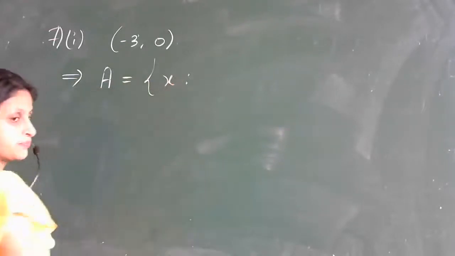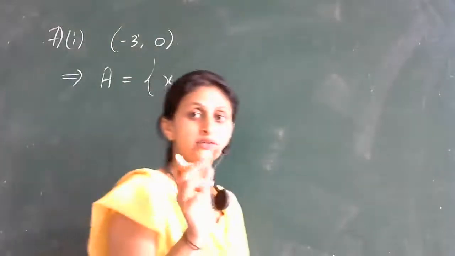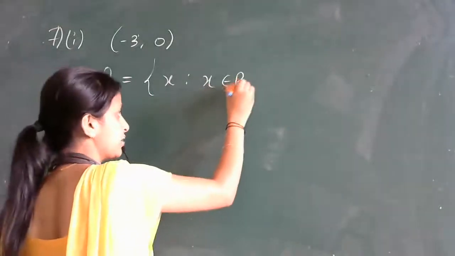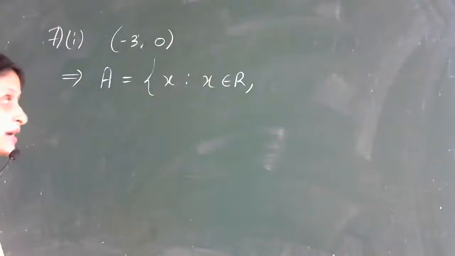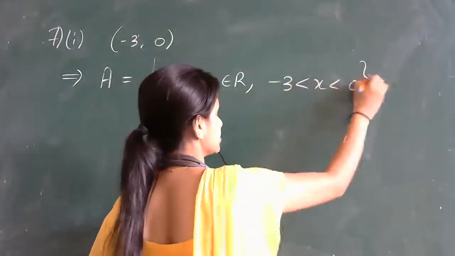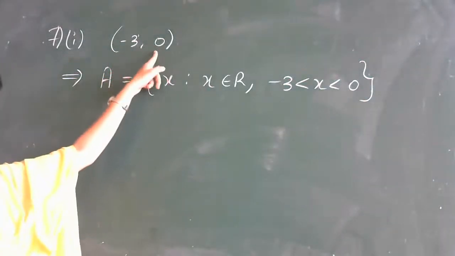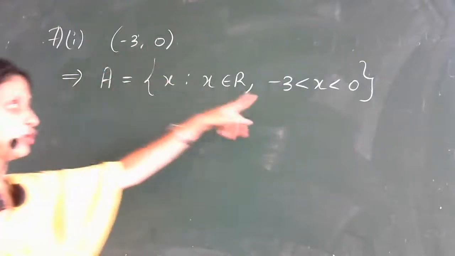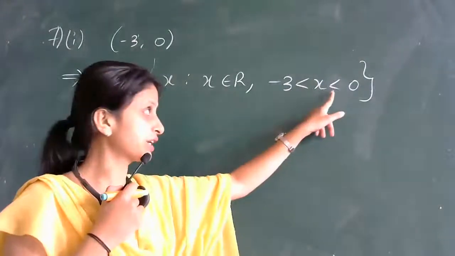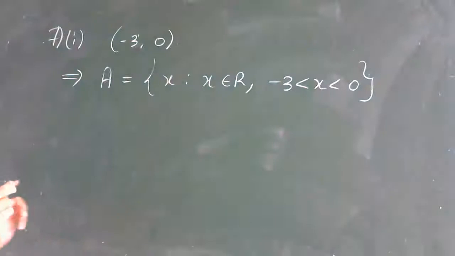X such that, since it is an interval, always remember if it is an interval, it will include all the real numbers. So x such that x belongs to R, you have to first write this, and minus 3 less than x less than 0, because both minus 3 and 0 are not included since it is an open interval. So here you will get strictly less than and strictly greater than. Is that fine, students? I hope you understood.